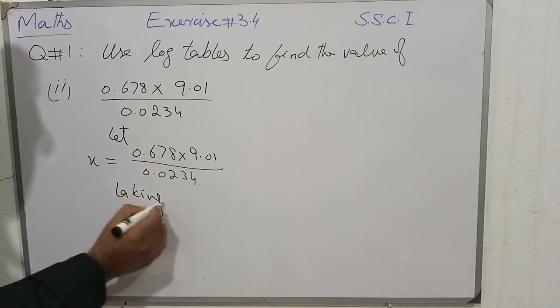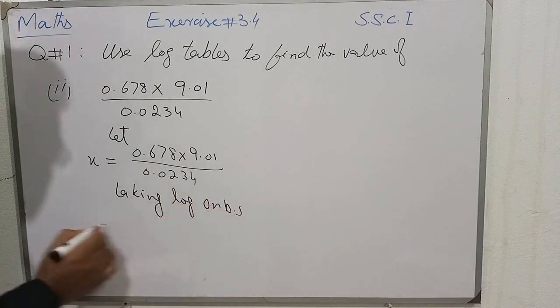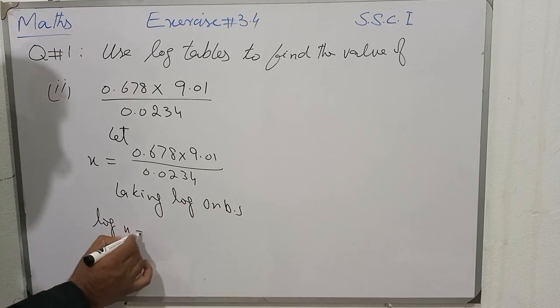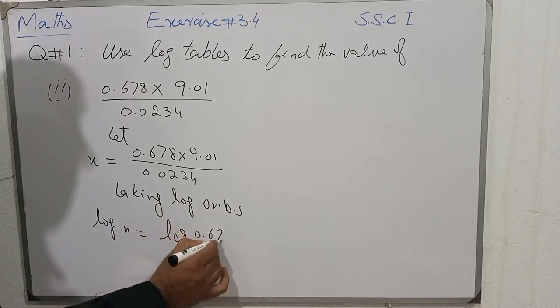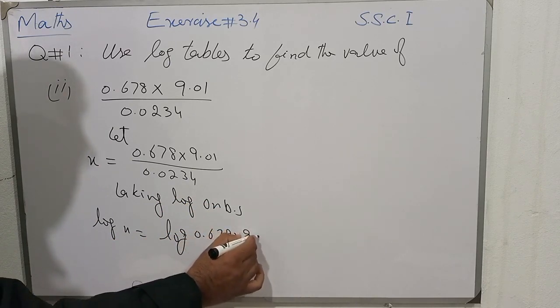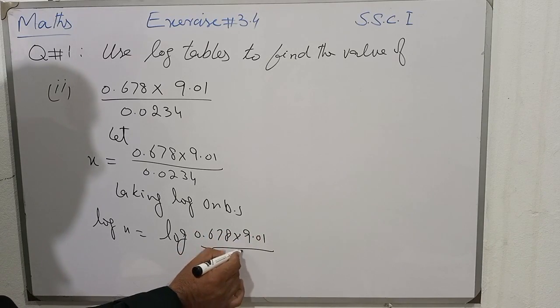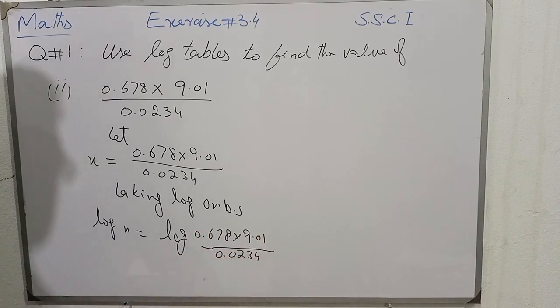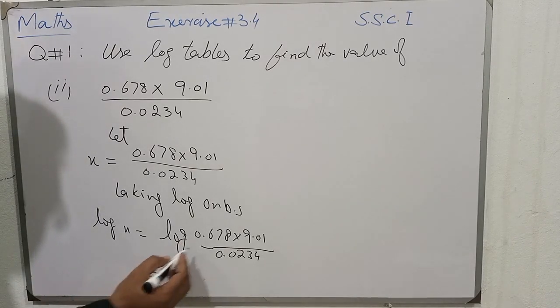The second step of this question is we have to take log on both sides, so it is written as taking log on both sides, and it is written as log x is equal to log of 0.678 multiplied by 9.01 divided by 0.0234. Now students, we will apply first and second law here because two numbers are multiplying and the third number is dividing, so it will be changed in the form of sum and difference.